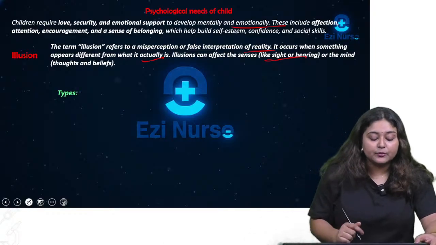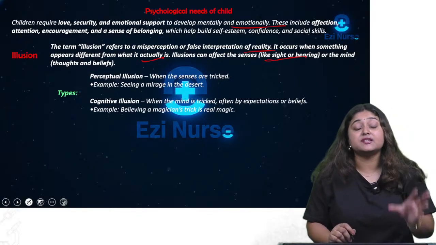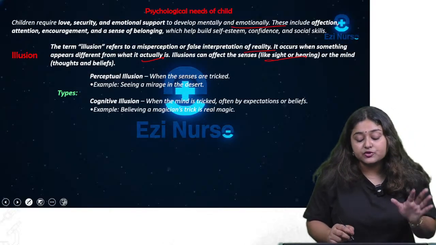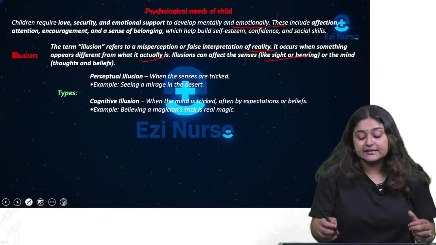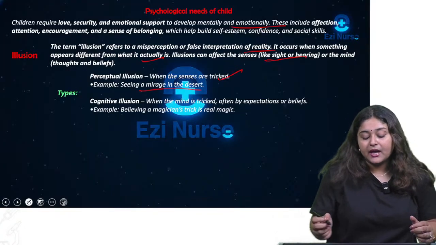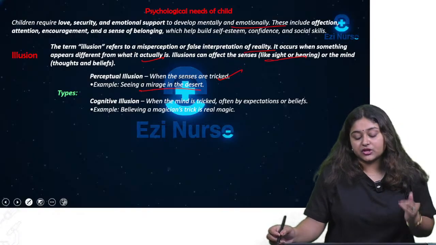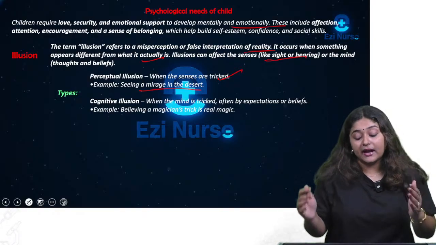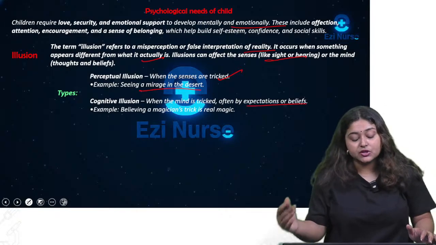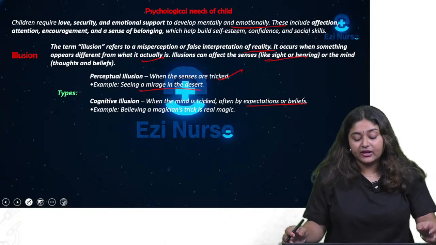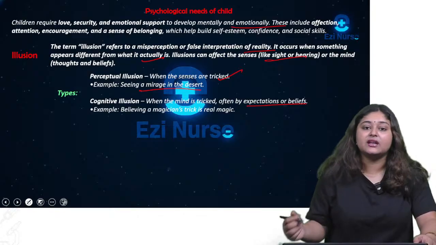Now come to the next, types of illusion. First is perceptual illusion, when your senses are tricked, for example seeing a mirage in the desert. Next is cognitive illusion, when your mind is tricked, often by expectations or beliefs. Example: believing a magician's trick is really real magic.